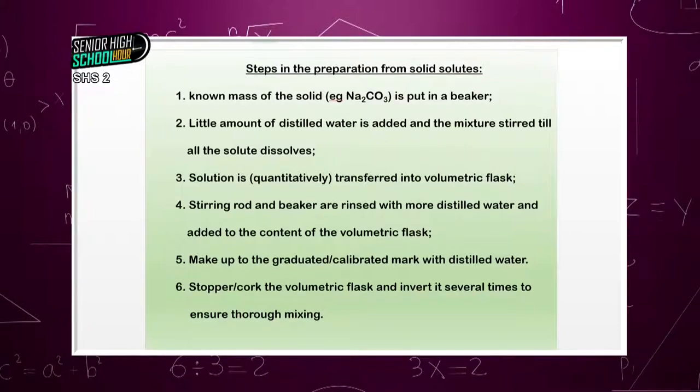Yes, so what are the steps, if you followed carefully? We can spell them out. We calculated the mass, so we have 2.65 grams. We put that in the beaker through the weighing, right? Then what did we do next? We added a little water to dissolve. We transferred the resulting solution into the chosen volumetric flask, that is 250 cm cubed. We rinsed the spatula and the beaker. We topped up to the calibration mark, and then finally we inverted it for complete mixing.